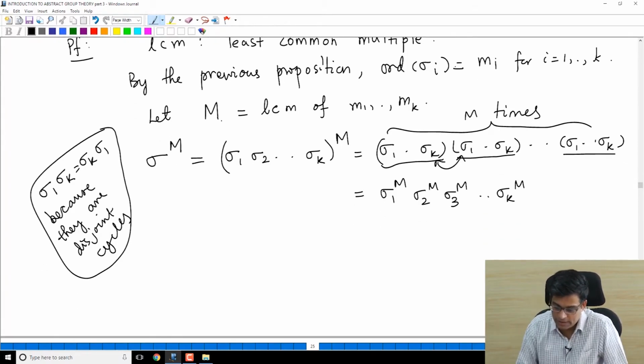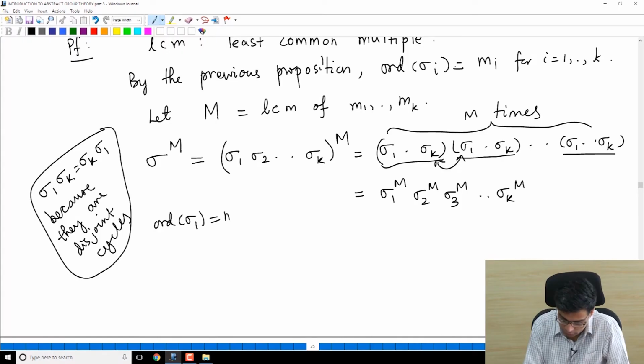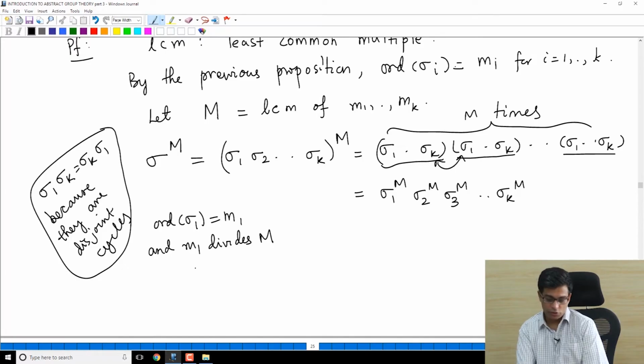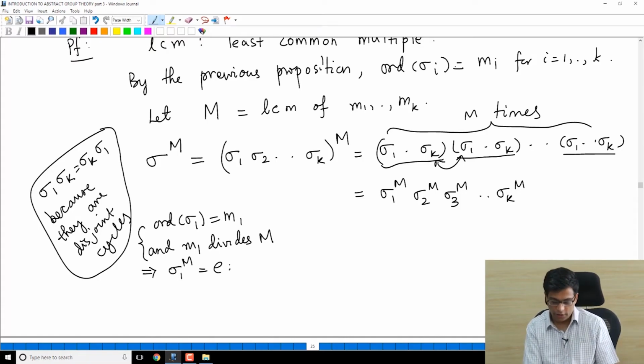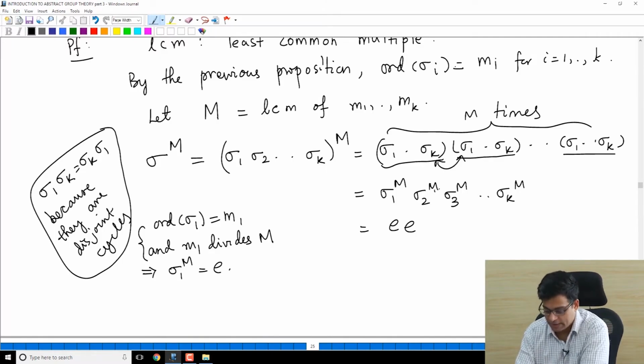But now M is the LCM of the small mi. So the order of sigma 1 is m1, and m1 divides capital M, because capital M is the LCM of m1 through mk. So in particular, m1 divides M. This implies sigma 1 power M is identity, right? This is something we have seen in detail in various situations. If you have the order times something, the power of that will be identity. Similarly, sigma 2 power M is also identity because m2 also divides M. m3 divides M, so that's E. So everything is E. So sigma power M is E.